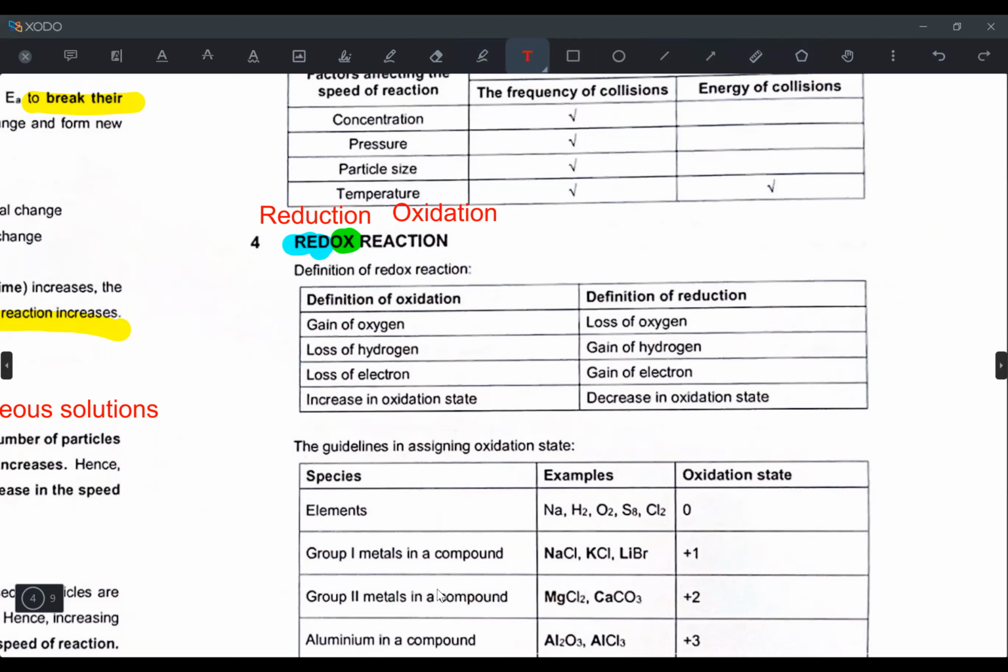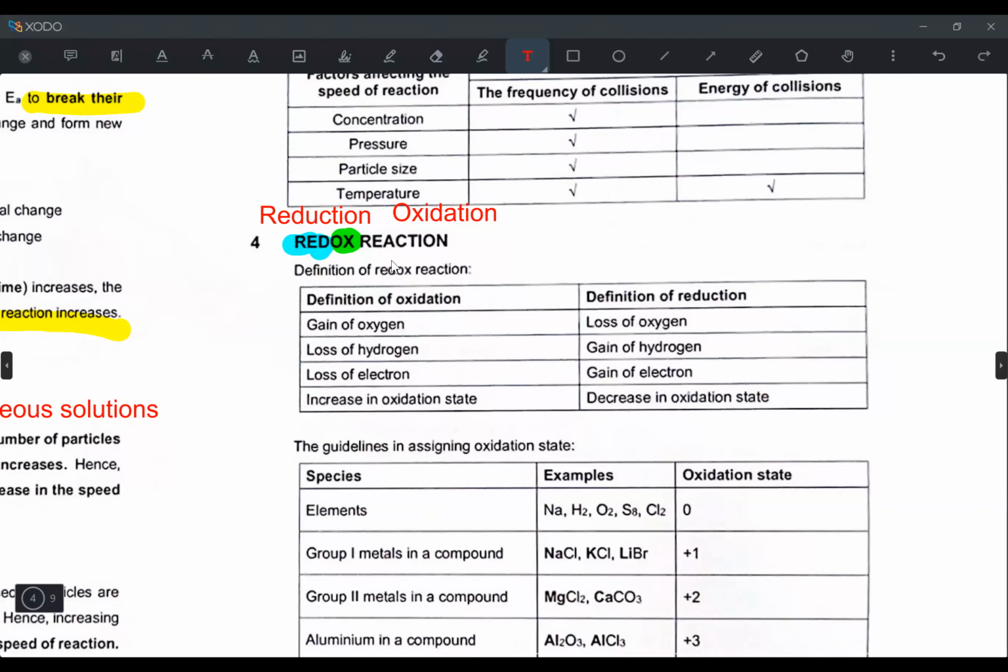So just now, if you listened to the video or took notes, they mentioned that reduction and oxidation don't occur separately, they always occur together. So that means if something is being reduced, another thing is being oxidized. That means they will take place at the same time.